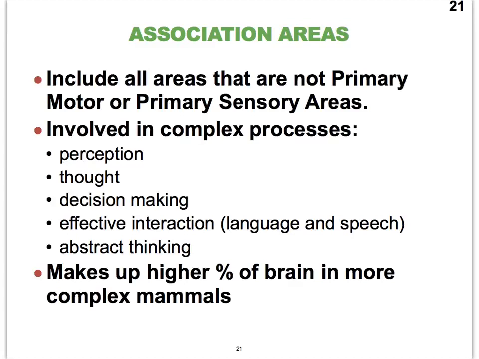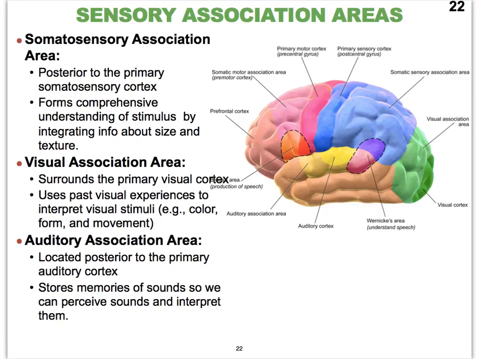In humans, association areas are extremely well developed, and they make up a much higher percentage of our brain than other animals out there in the animal kingdom. If we first focus on the association areas that help to interpret the information from our primary sensory areas, then remember they are typically located, that should make sense, nearby their primary sensory area.